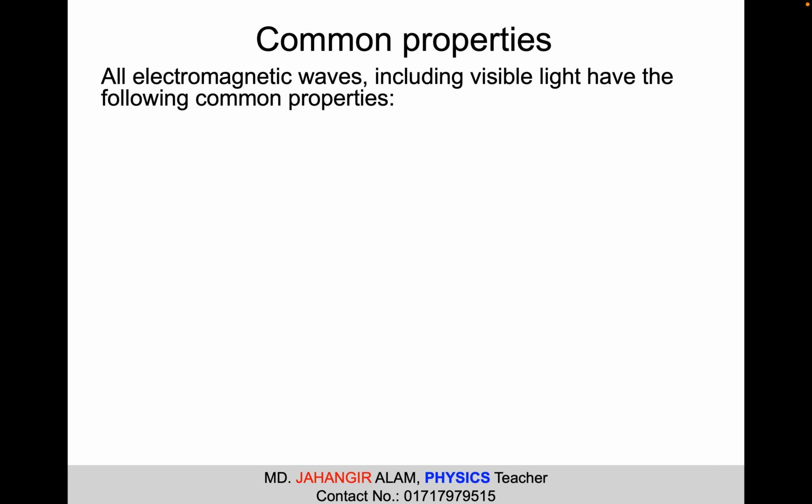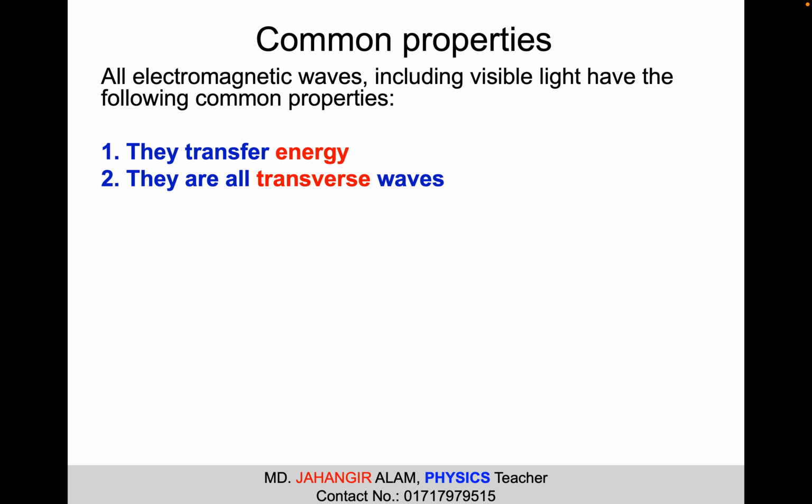Common properties of electromagnetic waves. All electromagnetic waves, including visible light, have the following common properties. Number one, they transfer energy. They are all transverse waves. So, what is a transverse wave? If the direction of vibration of the medium particles is perpendicular to the direction of propagation of the wave, it is called a transverse wave.